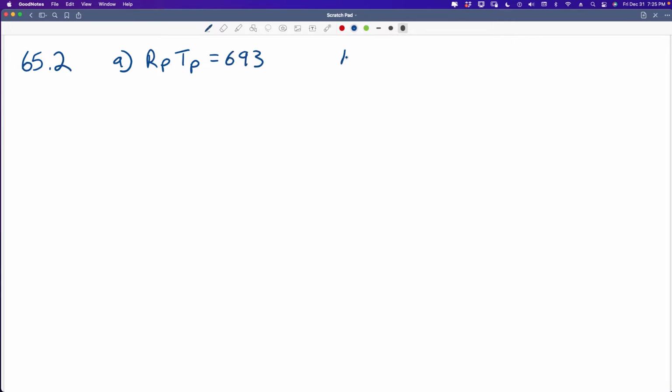Okay, so let's look at B. B says that RC times TC is equal to 165. So we can tell right away that these are not uniform distance. They might be uniform motion, but they are not the same distance at all. So let's look at C.